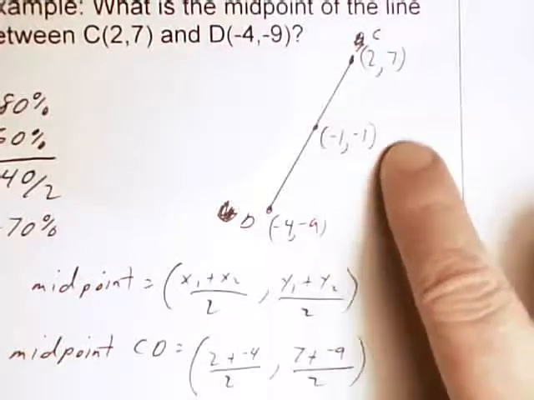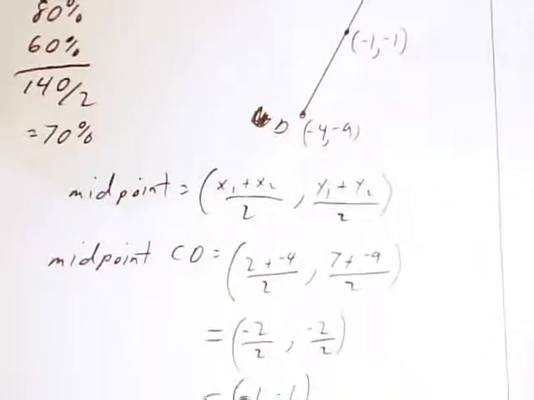That is the midpoint of the line CD, and we found it by finding the average of the x's and the average of the y's.